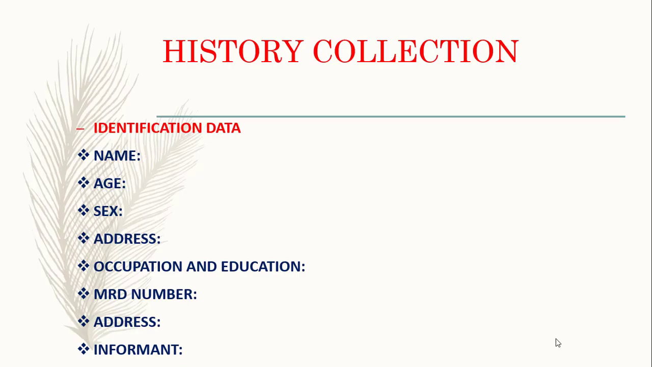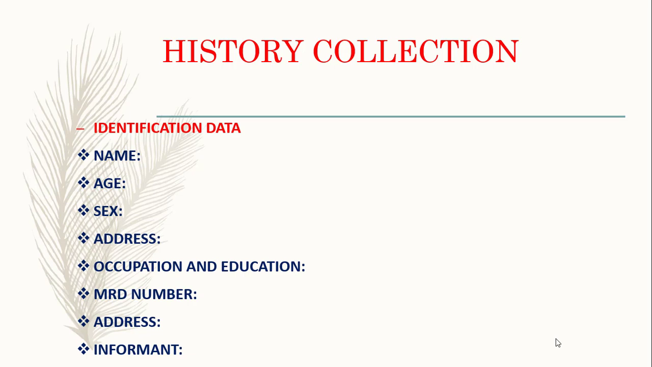The first heading in the case study is history collection. You have to collect the proper history from the patient and from the informant, as well as from the case sheet. Under history collection, the main heading is identification data. Under identification data, you have to write some identifying features of the client such as name, age, sex, address, occupation, education, MRD number, that is medical record number, and informant. Informant means who is giving information about the patient.